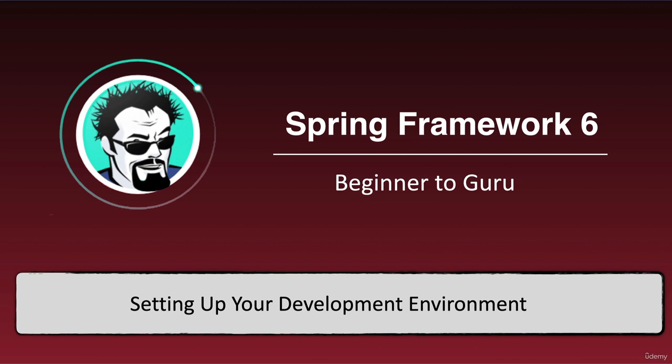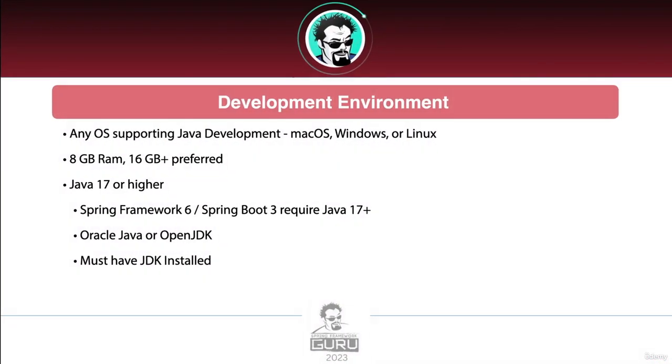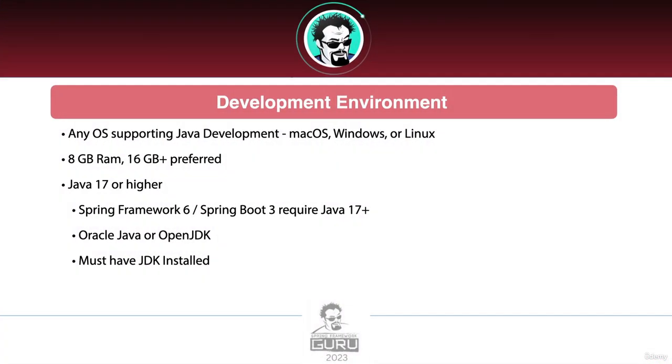In this video, we're going to be talking about setting up your development environment, the requirements to set things up to complete this course. So for your development environment, you do want to be setting up something that you can do Java development. And that's really going to be any major operating system, macOS, Windows, or Linux. 8 gig of RAM is probably a realistic minimum.